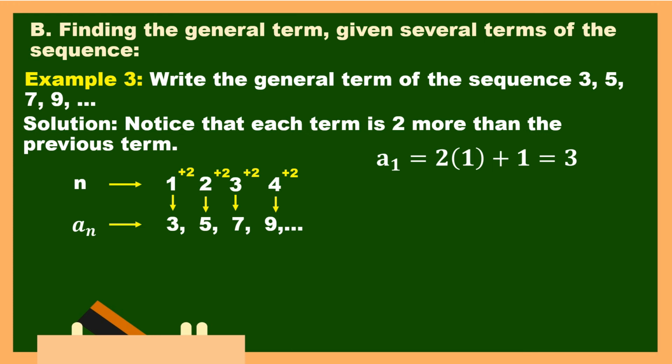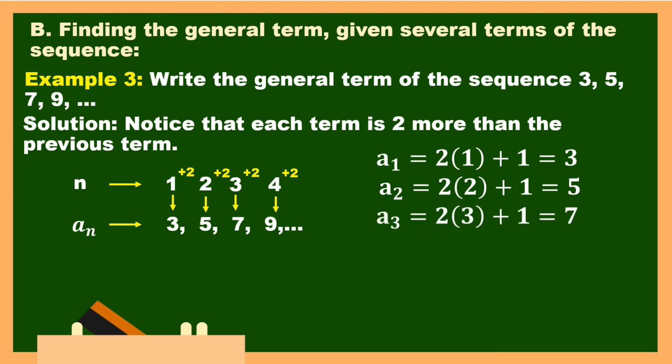And that is our first term. And for the second term naman, yung n ay papalitan natin ng 2 or isa-substitute. So, a sub 2 equals 2 times 2 is equal to 4 plus 1 equals 5. And that is the value of our second term.